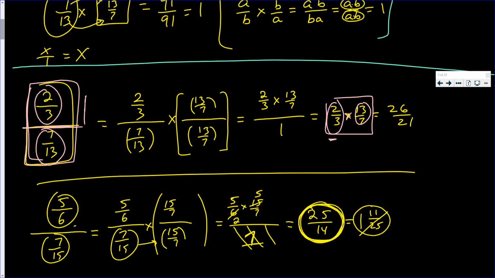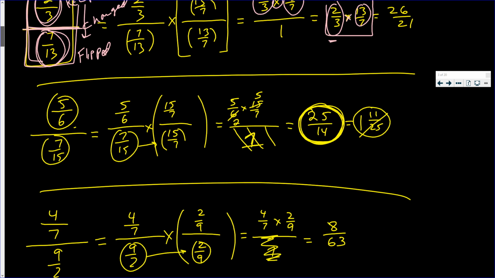So reading from top to bottom, we changed the sign, and we flipped the bottom number. Let me not say kept. You keep, change, and flip. I kept the top number. Here it is. I changed division to multiplication, and I flipped the bottom number to 13 over 7.